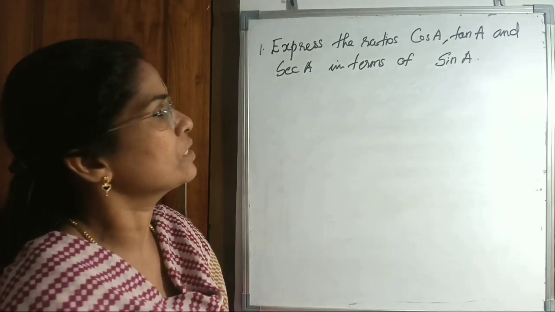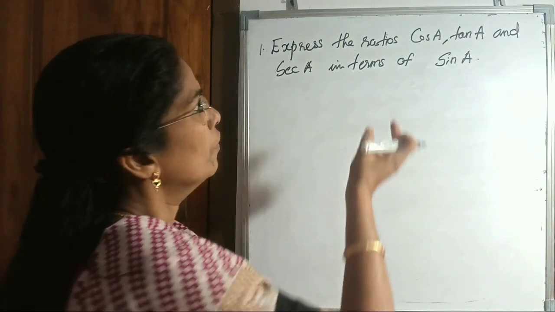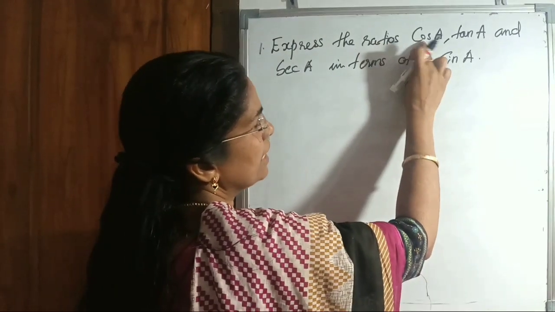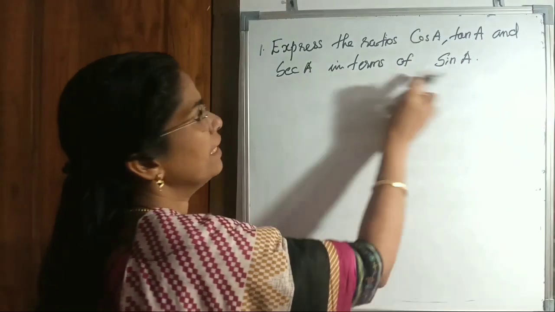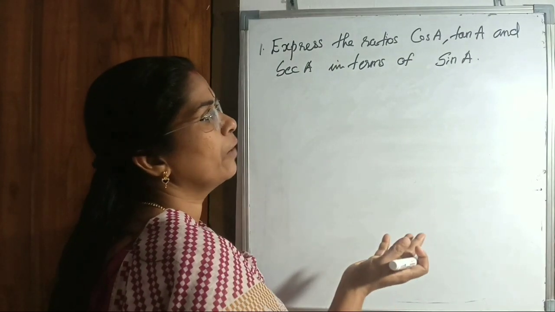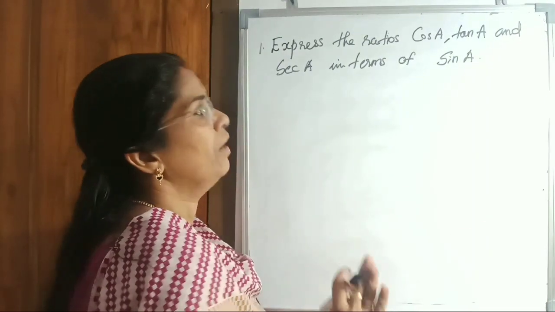Express the ratios cos A, tan A and sec A in terms of sin A. So here you have to write cos A in terms of sin A, tan A in terms of sin A, and sec A in terms of sin A. All terms you have to write in terms of sin A only. The right side answer should have only sin A.